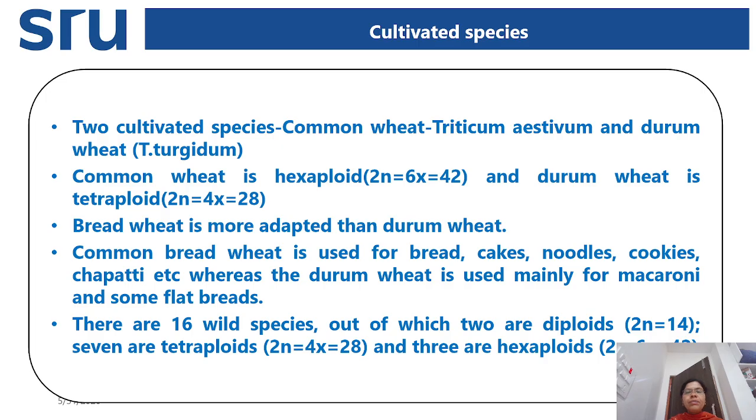And here the wheat is having around 16 wild species, out of which two are diploids, seven are tetraploids, and three are hexaploids. The diploids are having the chromosome number 2n equal to 14, the tetraploids are having the chromosome number 28, and hexaploids are having the chromosome number 42.